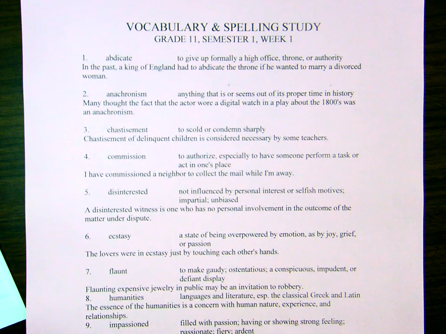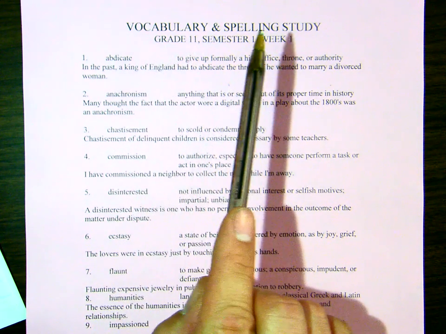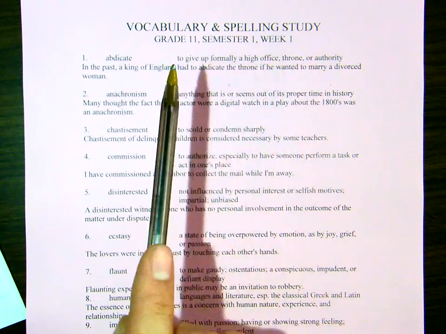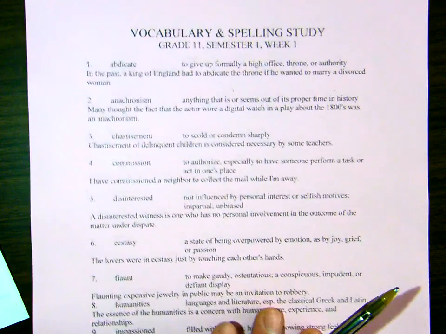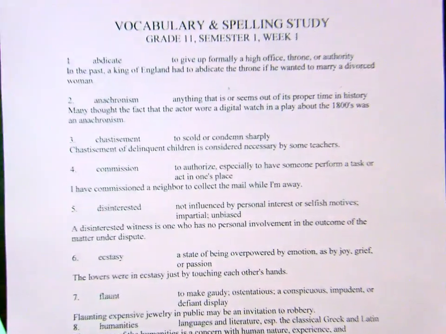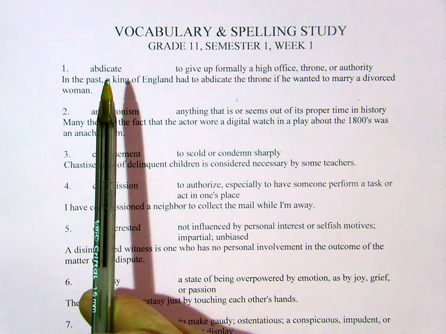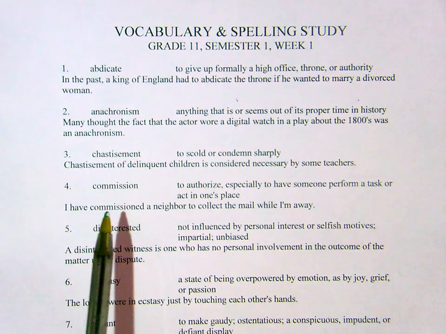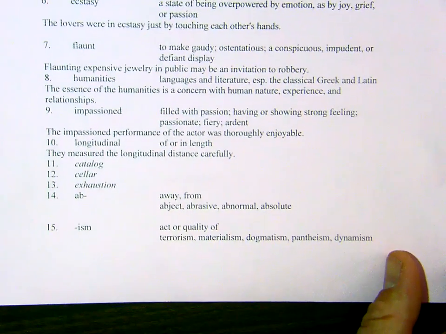At the beginning of the week, you're going to get a handout that looks like this. At the top, it'll say vocabulary and spelling study, and you can see the grade, the semester, and the week. So this is the very first one for grade 11, semester 1, week 1. And then what you're going to notice is that the first 10 items are the vocab words. Okay, so abdicate, anachronism, chastisement, commission, and you'll see they go all the way down to number 10.